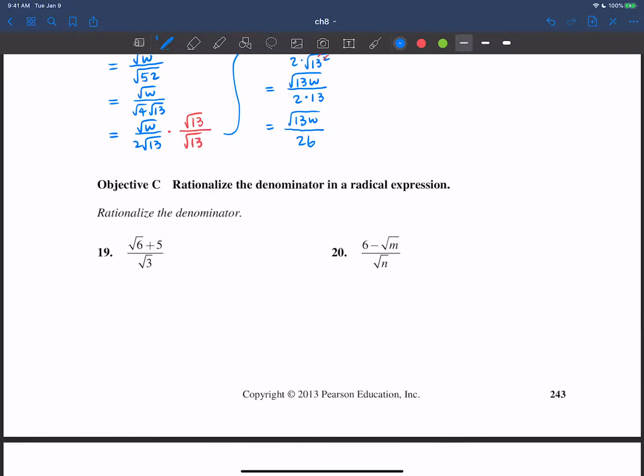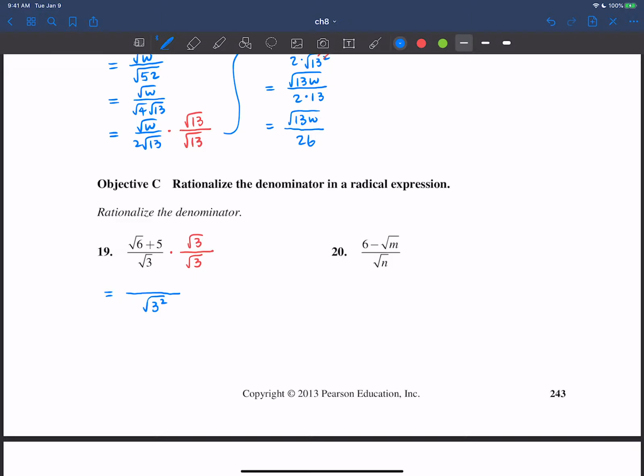For example, number 19, we have radical 6 plus 5 over radical 3. So same idea, we have a radical number in the denominator. To get rid of that, we have to multiply both the top and bottom by that radical number in the denominator. In this case, it's radical 3. And then let's simplify. I'm going to do denominator first. Radical 3 times radical 3, that's radical 3 squared. Or you could simply write it as 3. On the top though, you have to distribute radical 3 because we have two terms in the numerator. So that is the difference between what we did before and what we're doing right now.